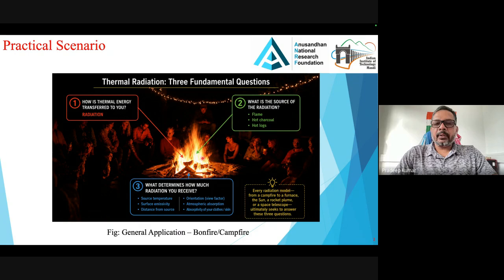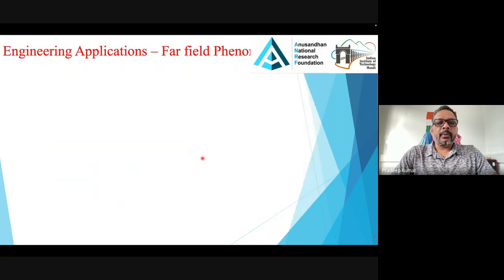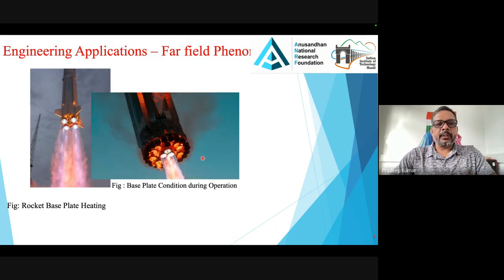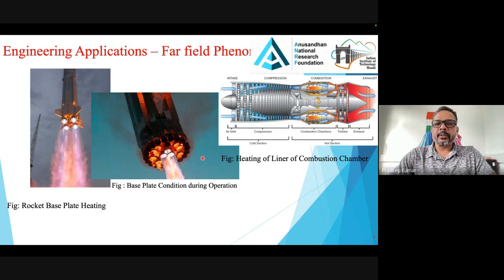And if you're able to give an answer or provide a model to these questions, you would be able to provide a solution to some of the extreme engineering problems. One is rocket base plate heating. A rocket gets thrust due to exhaust plumes, and these plumes are at very high temperature and pressure, and the rocket base plate is upstream of the flow. It receives heat mostly through thermal radiation, and thermal management is very important for the success of the mission.